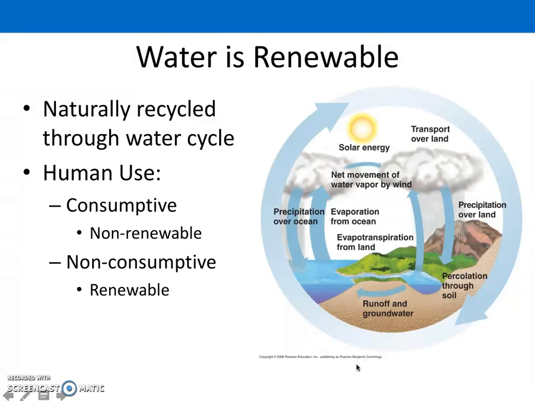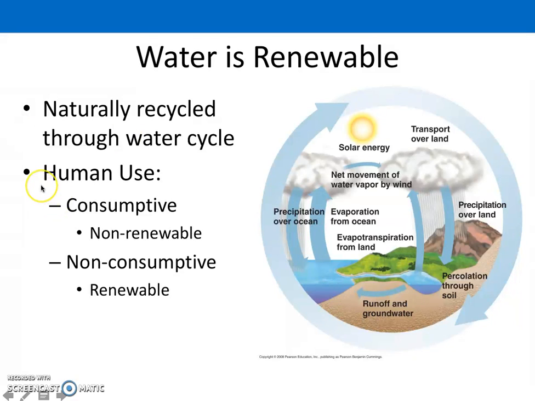Just to remind you, processes in the water cycle include evaporation, evapotranspiration, so transpiration is water coming from plants. We have precipitation here, we have runoff, and we have groundwater and percolation. So just to remind you of the water cycle. Through the water cycle, water is recycled and that's why we have all of the same water that we've ever used and can continue to reuse that.